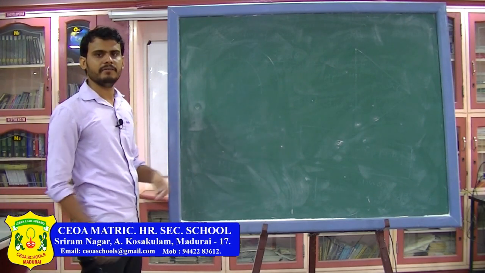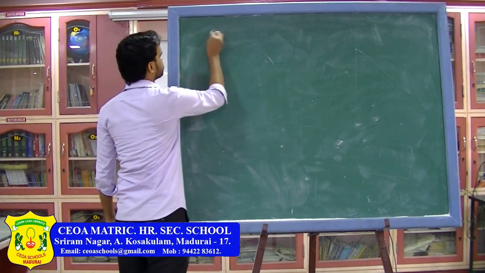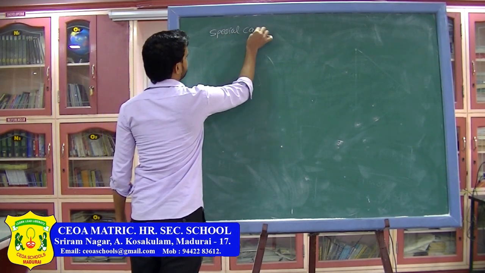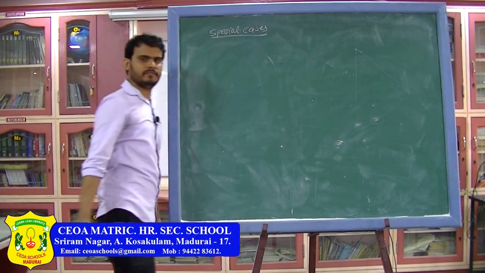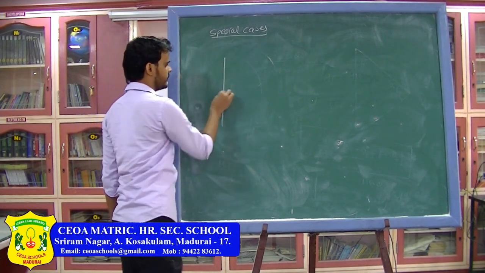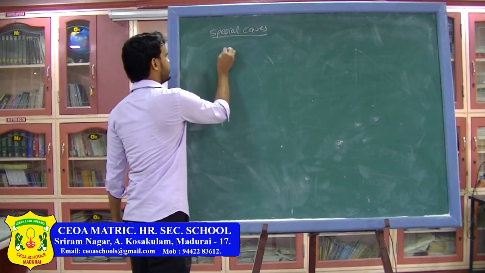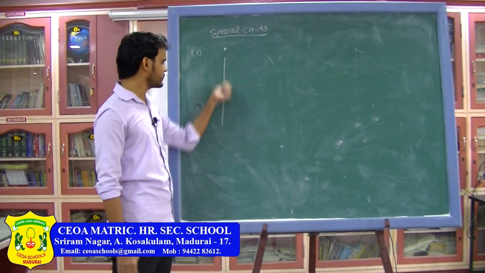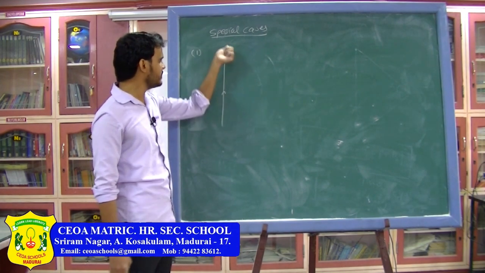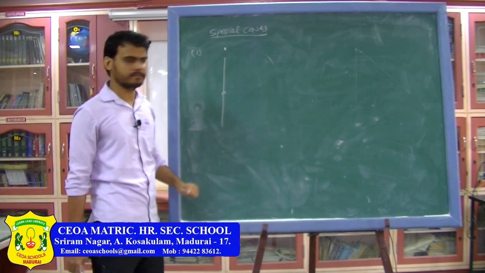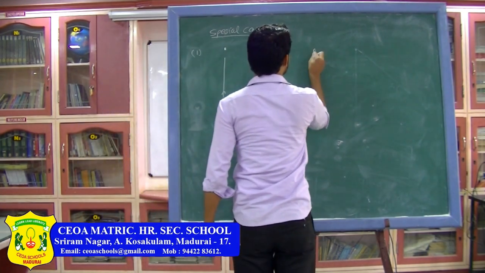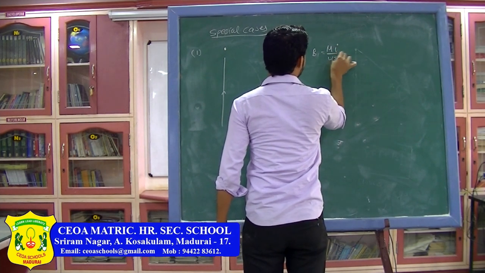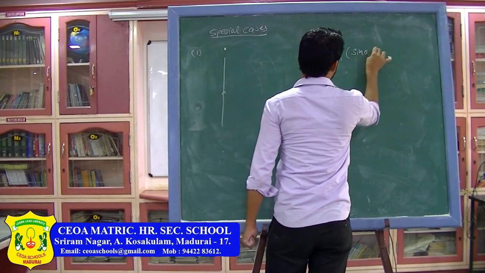Now for a straight wire we are going to do some special cases. The first special case is you have a current carrying wire and the point is on the axis of the wire. So now the distance between the wire and the point is not here, the point has come on the axis. So the formula we have seen is B equals mu naught I divided by 4 pi a, sin theta 1 plus sin theta 2.